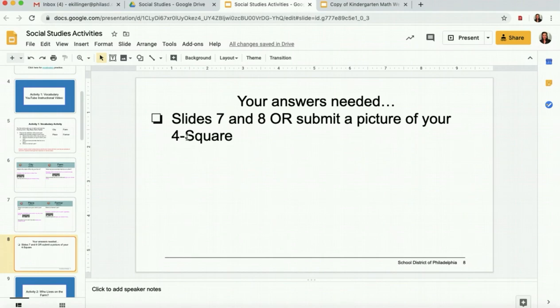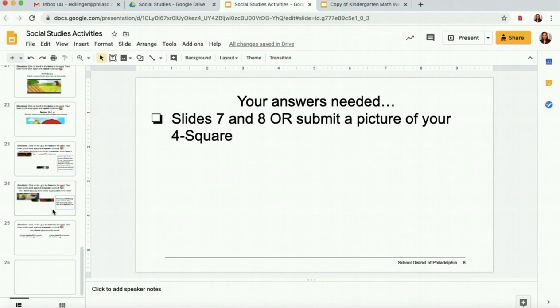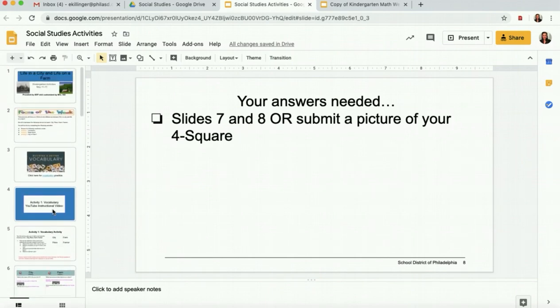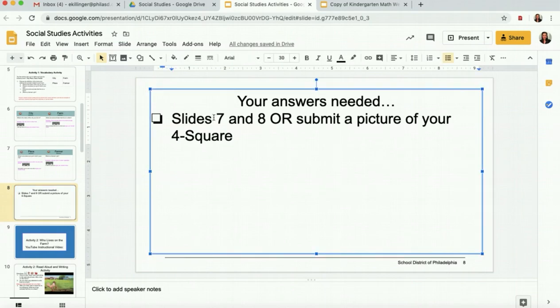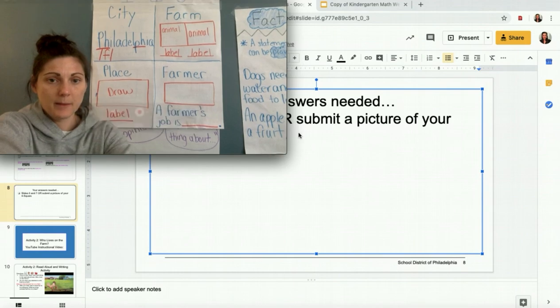So again, at the end, this is on slide 8, because remember, all the activities for this week are all in one slide. So this slide 8 is telling you what activities or what you need to do. So, and I need to fix this here. So slides, now that I deleted something, slides 6 and 7 you can do, or you could submit a picture of your foursquare. And let me bring the foursquare back up to end the video here.